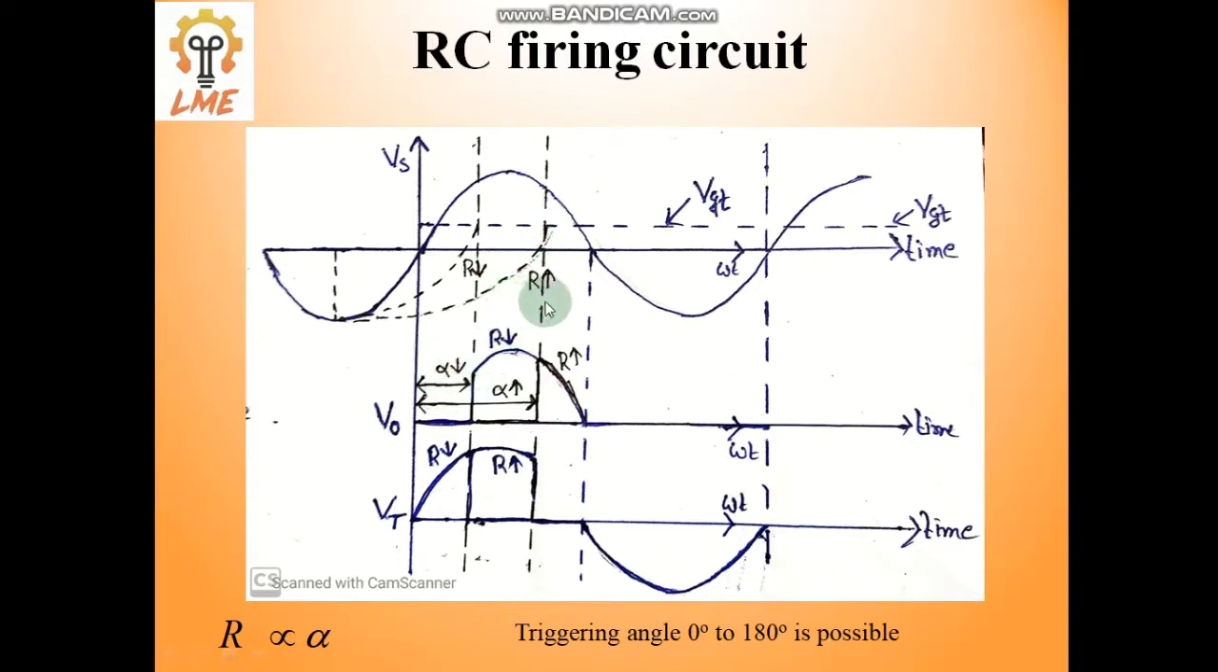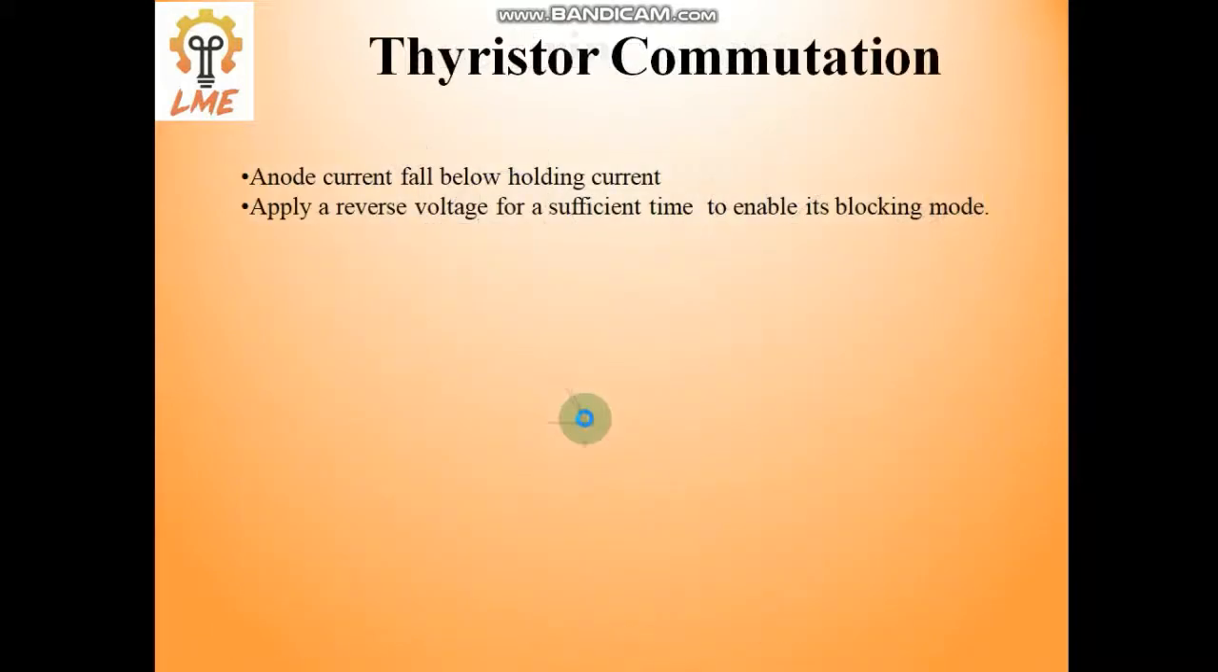Now we consider R is higher. Then what will happen? The change from the green polarity to the red polarity and reaching the same value of VGT takes more time. So in that case the SCR will be triggered after this much. So here alpha will be higher. So now the output voltage, meaning the voltage across the load, is something like this.